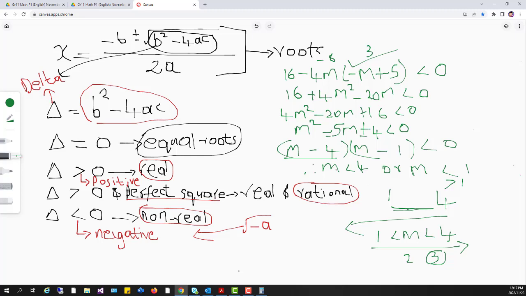All right, so you can say m is greater than 1 and less than 4, or you say m is between 1 and 4. And then the last example for this one.